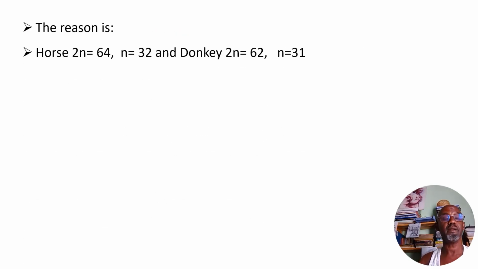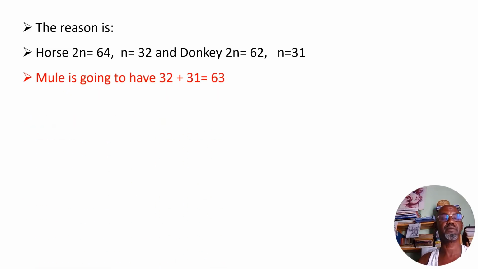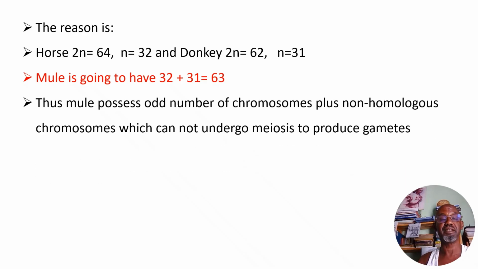The reason is, you see, the horse has 64 chromosomes. The egg from the horse has 32. The donkey has a diploid number of 62. The sperm from the donkey has 31. Mix this: 32 plus 31, they get 63, an odd number of chromosomes. Thus, the mule possesses an odd number of chromosomes plus non-homologous chromosomes which can't undergo meiosis to produce gametes. There is no appropriate meiosis occurring in the mule. That's why the mule can't produce haploid cells for reproduction by meiosis.